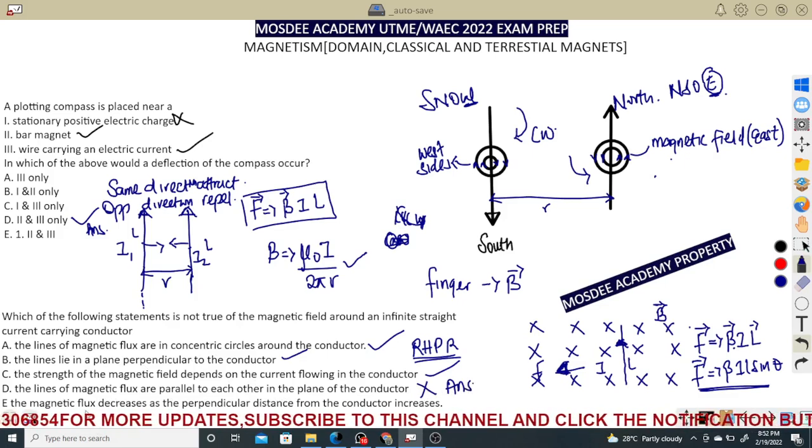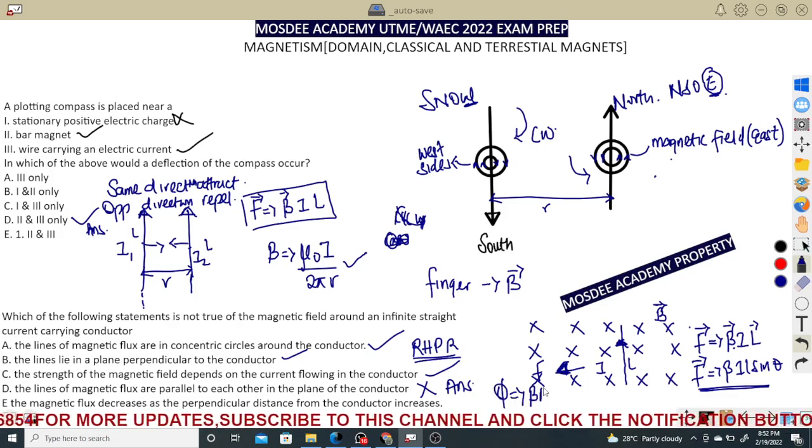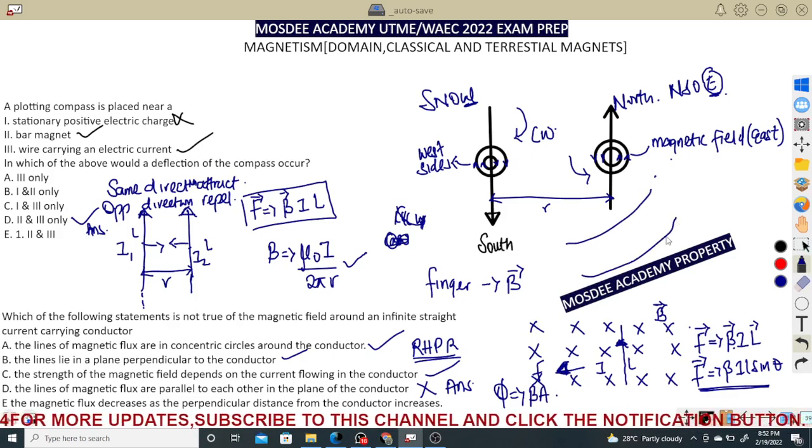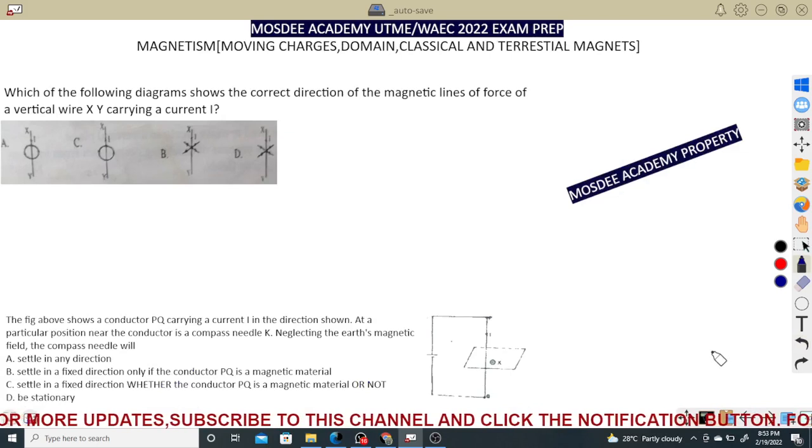So let's read the last option. The magnetic flux decreases as the perpendicular distance of the conductor increases. I told you flux is the product of the field multiplied by A. So as the gap of the magnetic lines increases, the strength of the magnetic field also decreases. Always keep that at the back of your mind. So let's move on to the next one.